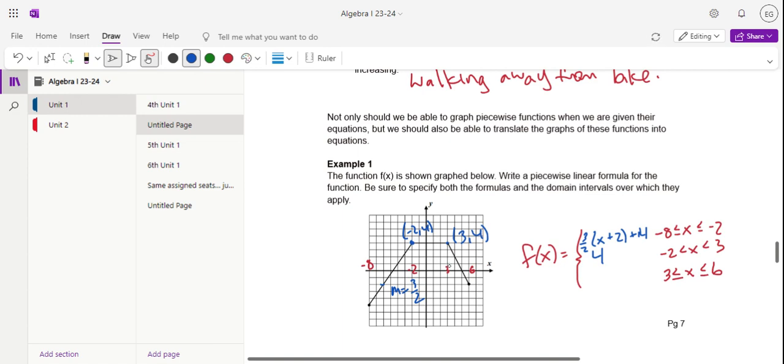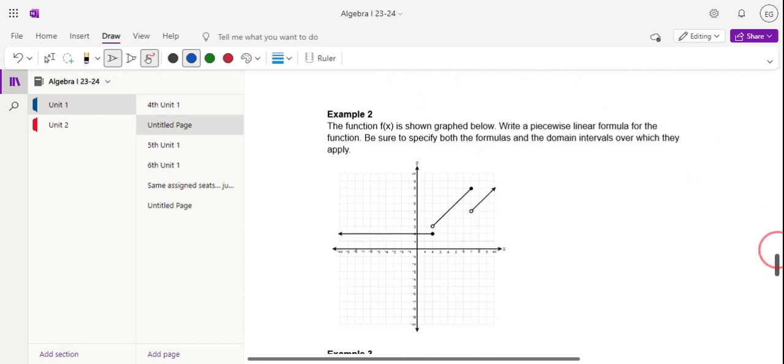And my slope here is going to be -2 over 1. So we have a slope of -2 with a point of 3, 4. So we write x minus 3 plus 4 there. Okay, so there's my equation and my interval, equation, interval, equation, interval that you use. And that's kind of how we can write that. Okay, moving on to our next example.